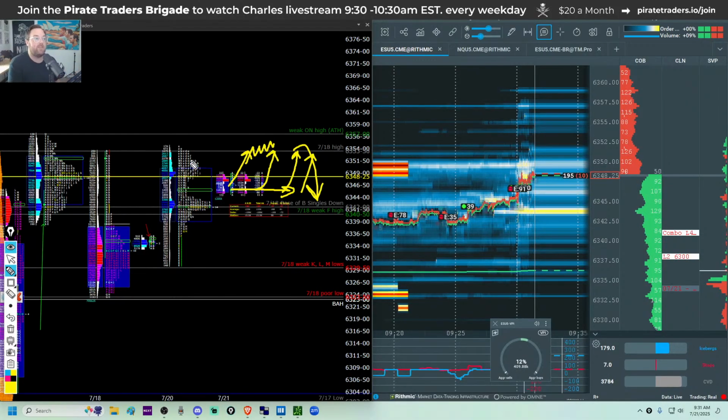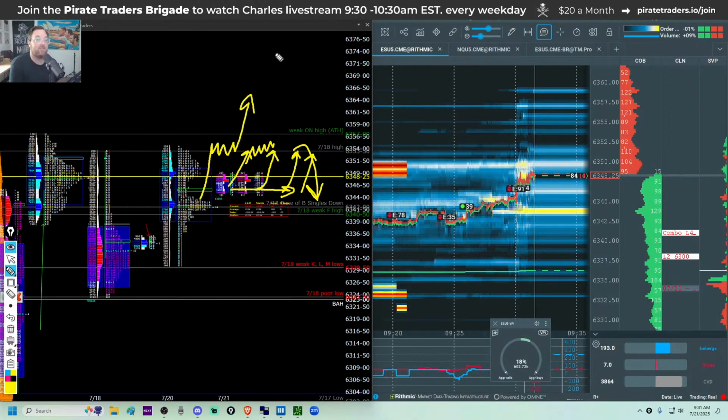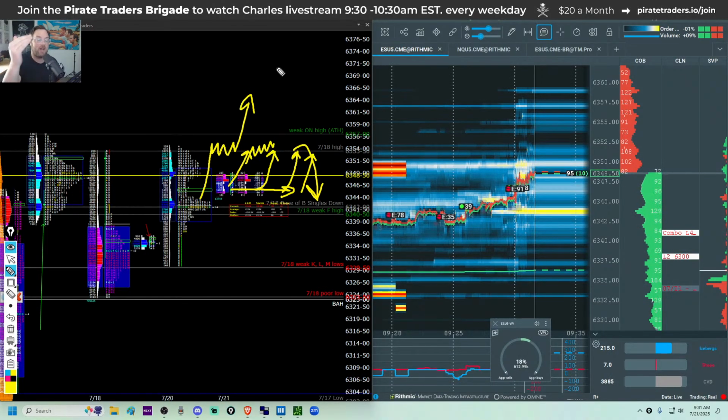If that's what happens, if say you push to the previous day's high and you get more longs and more longs and more longs, eventually the price is going to go higher because that's how it works. When there are more people going long, price goes up. When there are more people going short, price goes down.